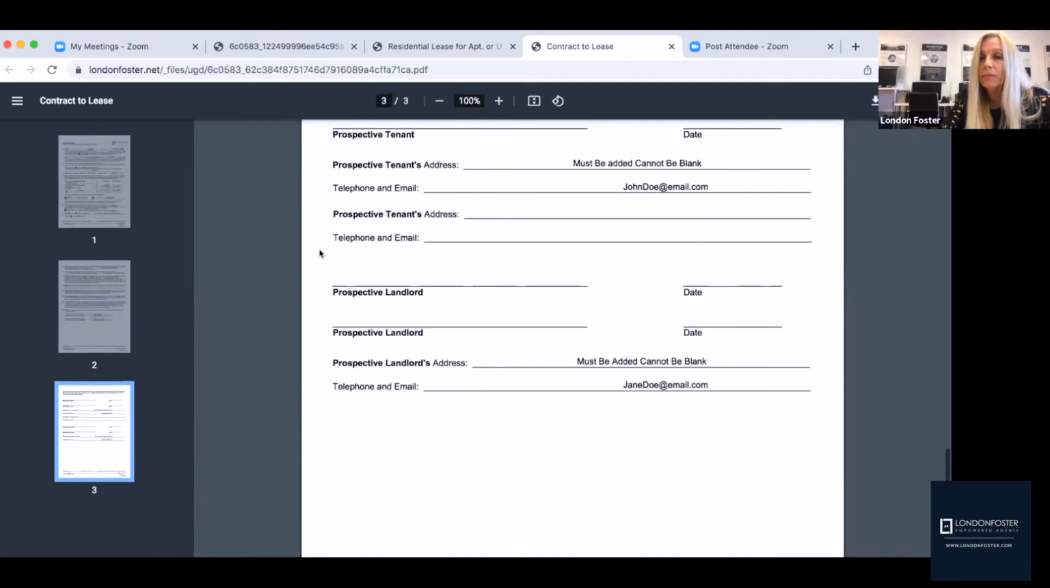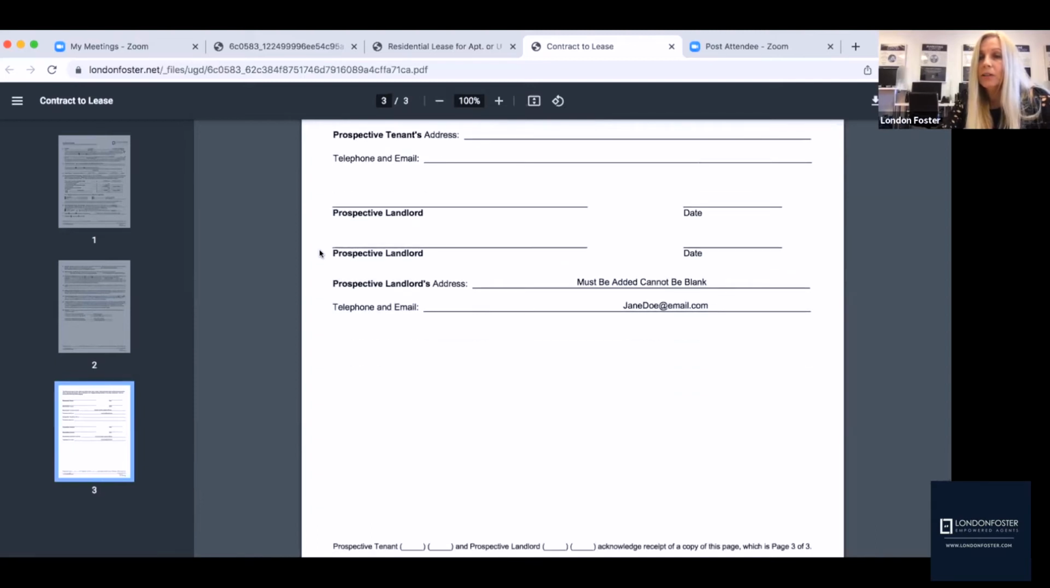Prospective landlord, same thing. Landlord's address. Again, I stress on here, the address of the landlord is generally on the tax certificate. If people want to ask where that's from, it's on their tax information. Again, you can find that just by looking at the listing, tapping on the ID number or the tax ID number, and it'll bring up the address of the owners or landlords.